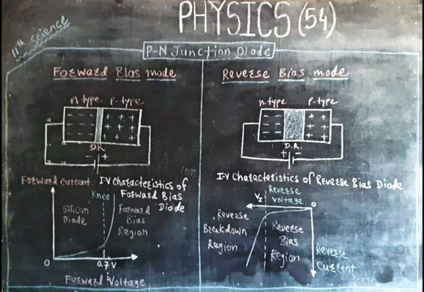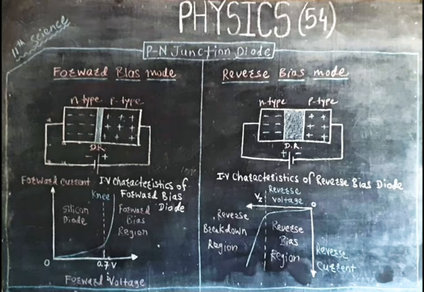What is the difference between forward bias and reverse bias diode? You can see in these two diagrams, if the P type semiconductor material is connected to the positive terminal of the battery and the N type is connected to the negative terminal, then that mode of operation of the diode is called forward bias mode. For reverse bias mode, this is reversed. The N type is connected to the positive terminal of the battery while the P type is connected to the negative terminal. So this is how forward bias mode and reverse bias mode are discussed.